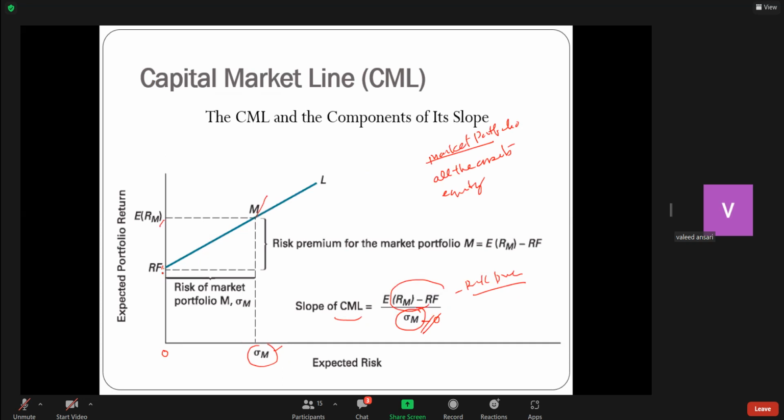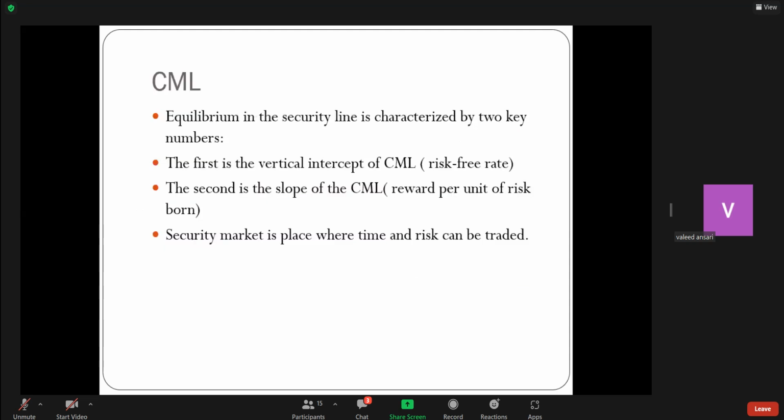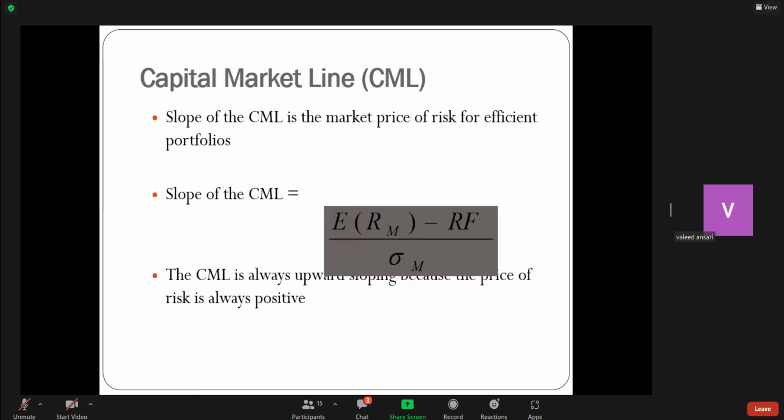So this is the price when you are assuming no risk. This is the intercept, as you can see in regression. Just wait, you will get this. And this is the price of risk: you get a return over and above this if you are assuming risk. The first is the time value of money, the risk-free rate. The second is the reward per unit of risk. The security market is a place where time and risk can be traded. And this is the capital market line, which, as I said, is one of the most important concepts in finance.